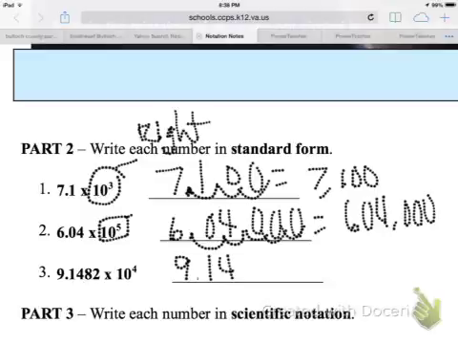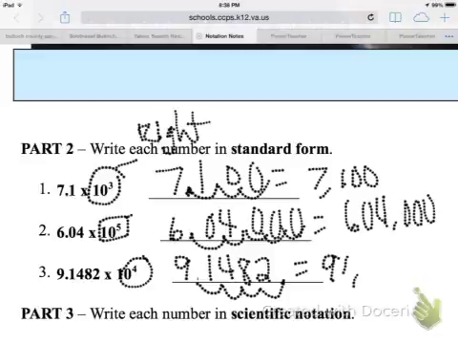For number 3 of our practice problems, I am again going to write my decimal number, 9.1482. I look here at my power of 10. My power of 10 is 4, so it's positive. So again, towards the right, 4 times. 1, 2, 3, 4. So that gives me 91,482.